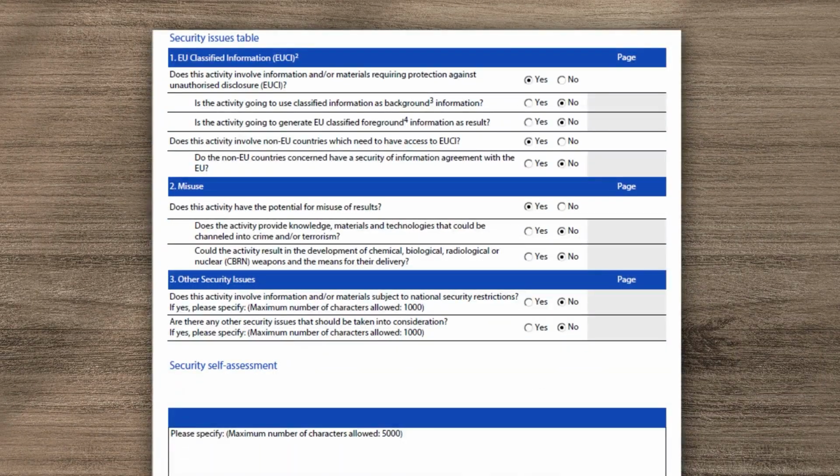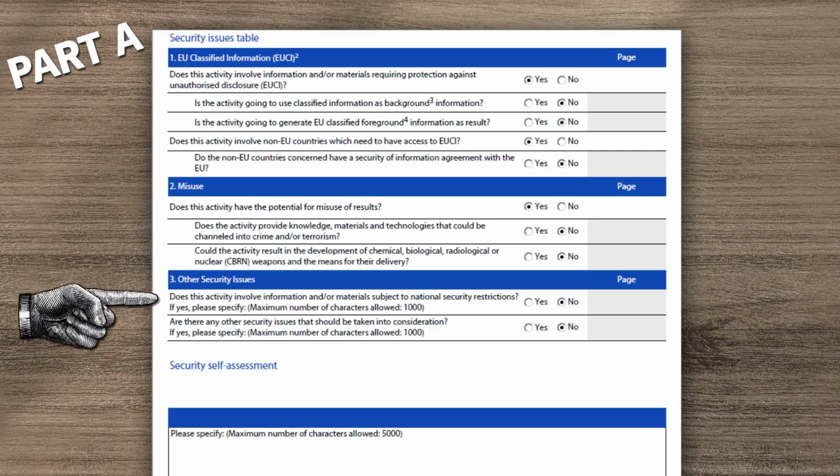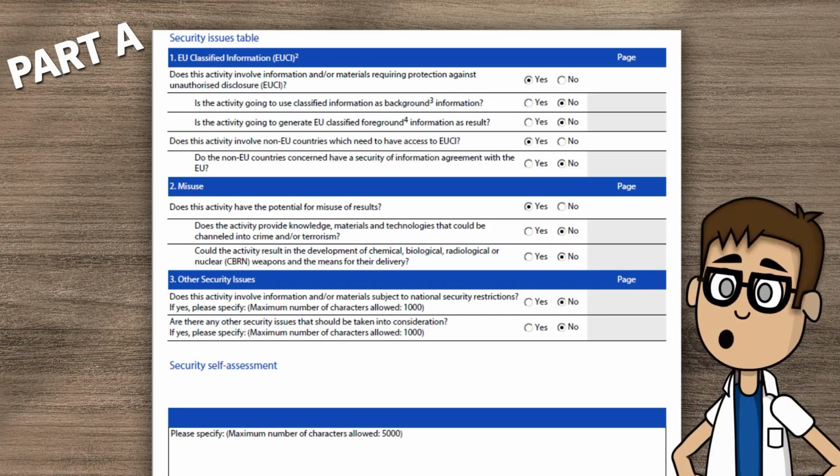Before the submission of your application, fill in Part A. This is a security self-assessment aimed at identifying security issues. It also defines the best ways to address these issues and to meet all requirements laid down by national and European law. So, what kind of questions will you find?